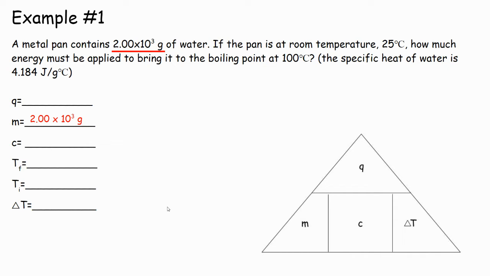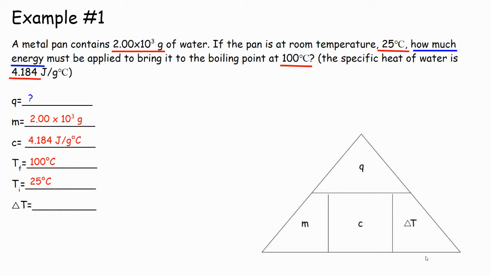The first number I see is the mass of my water, so I'm going to put that there because it says grams. Next thing I see is that it's at room temperature, and it wants to know how much energy to bring it to boiling point. So we're starting at room temperature, that's my initial. My final is going to be 100. Then it tells me my specific heat of water is 4.184. And it asked how much energy. So energy is Q.